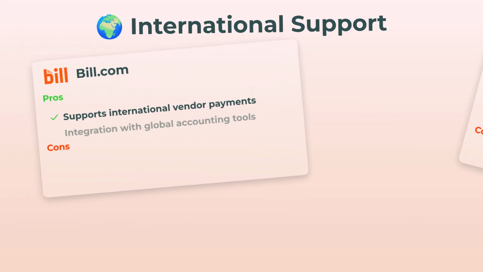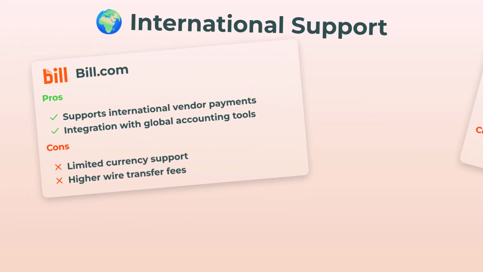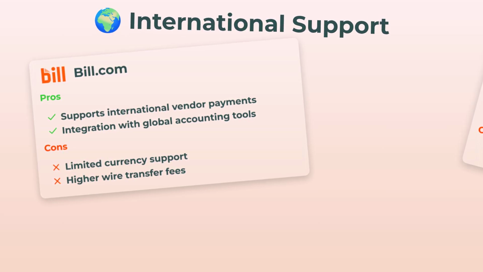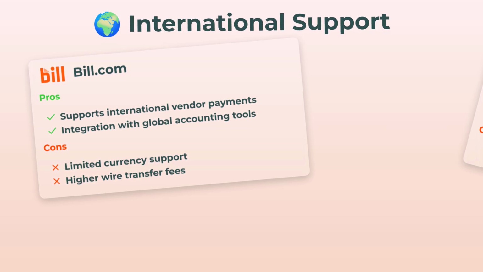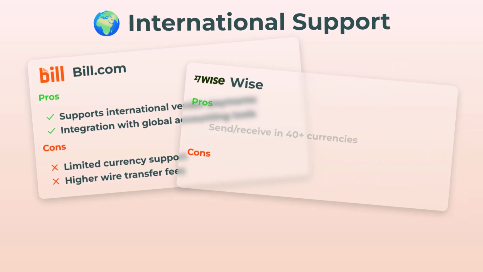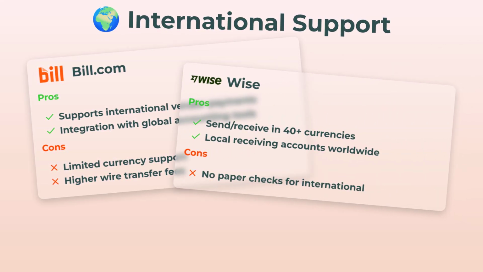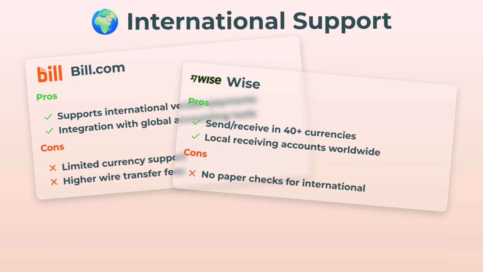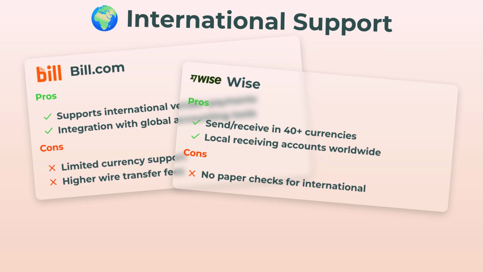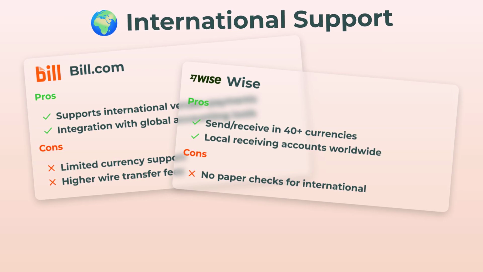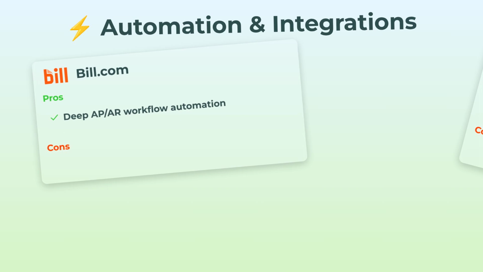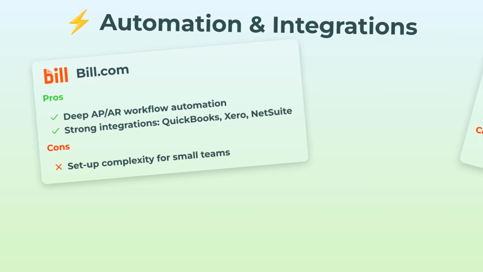Next up, international support. So if you've got vendors or clients far away, this is where it gets interesting. Bill.com does let you pay people overseas and you can plug it into your global accounting tools, but currencies? Kind of limited, and those wire transfer fees? Yeah, not great. Wise kind of blows it out of the water here. You can send or receive in over 40 currencies, plus you get these local bank account details in countries all over the world. No paper checks if you need those, but honestly, who uses those for international transfers anyway? Wise takes this round.